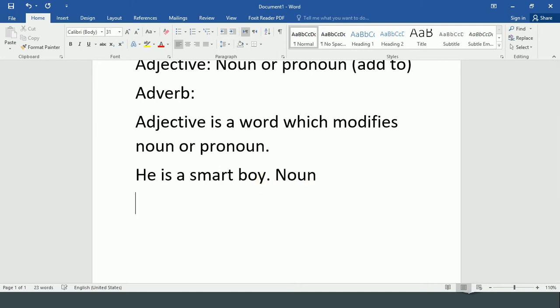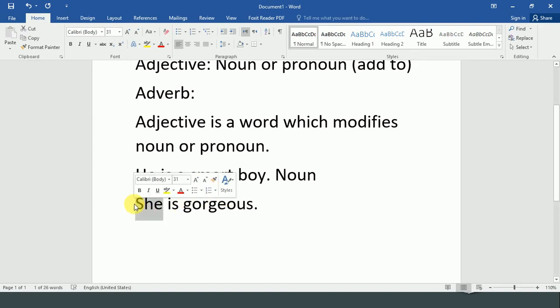Now where does it modify a pronoun? For example, she is beautiful. She is what? Let's say she's gorgeous. Who's gorgeous? She. And what is she according to grammar? It's a pronoun. You remember that?